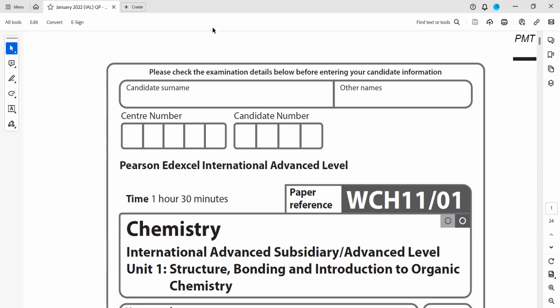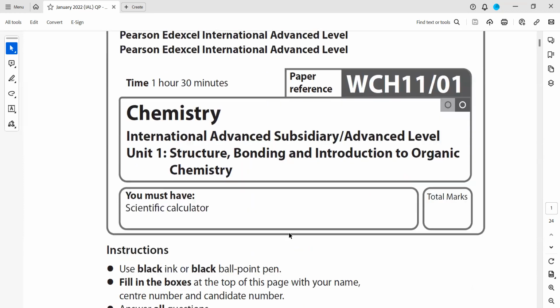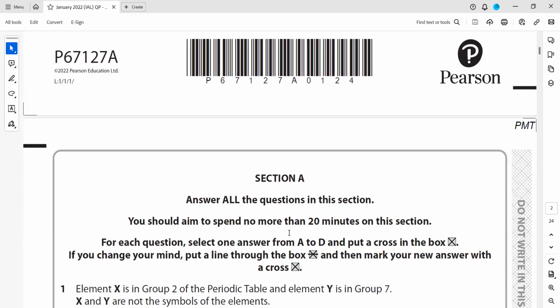So this one is the January 2022 paper. We'll do the MCQs first.